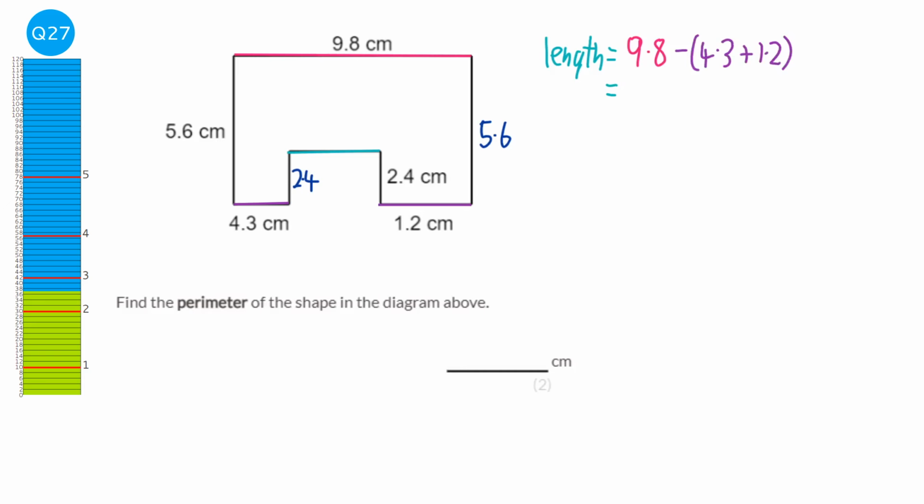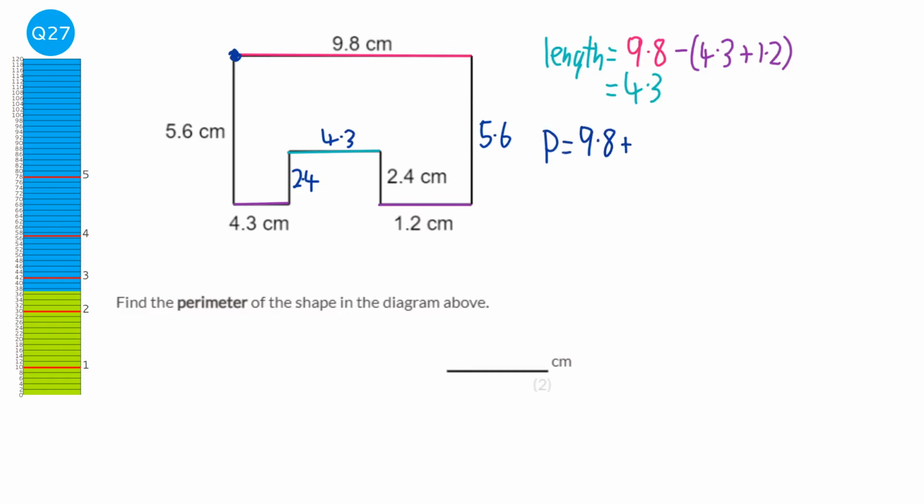And then when we do that, we do 9.8, take away those bits, we get 4.3. So this missing bit here is 4.3. So to work out the perimeter, we're going to start at the top left of the shape and add up all the lengths as we go around the shape.